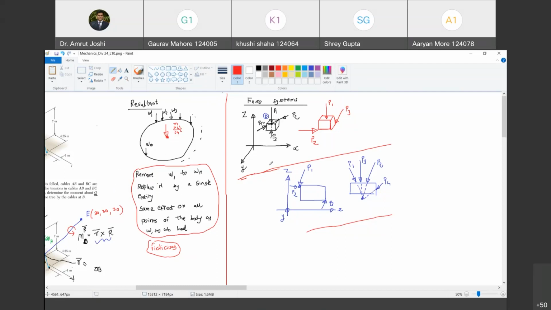Yes, sir. Yeah, so can you tell me what is the difference between the two force systems that are shown on the upper side and two on the lower side? Yes, Shlok. So the point of application are different. No, point of application will not distinguish between these two systems. No. Okay, Agassi, can you tell me?